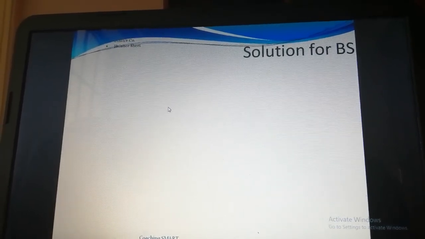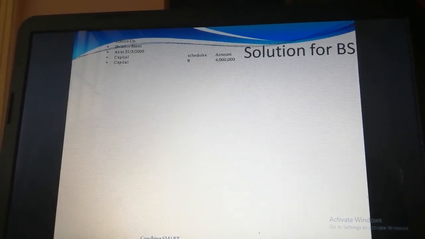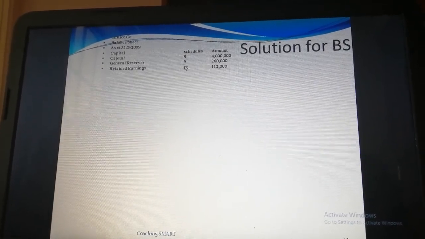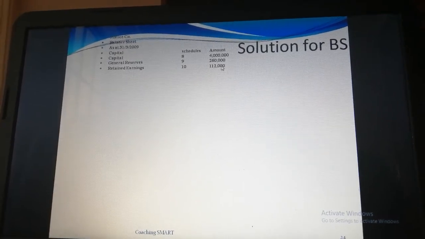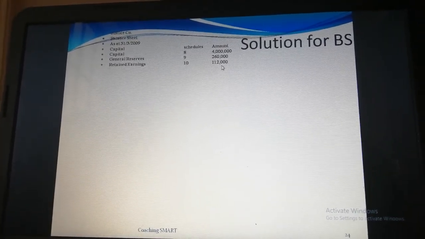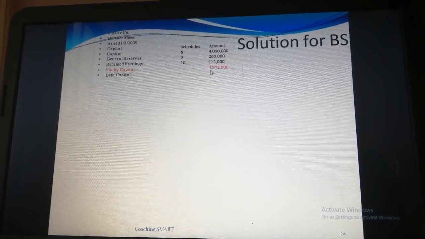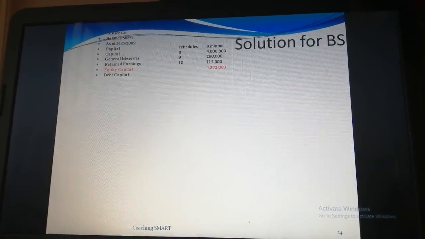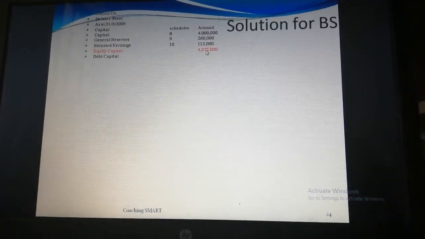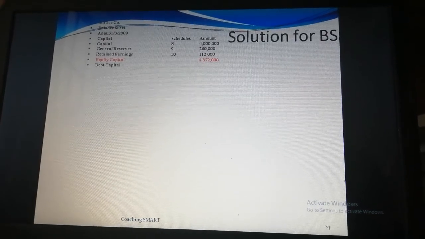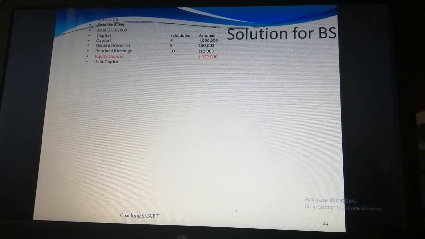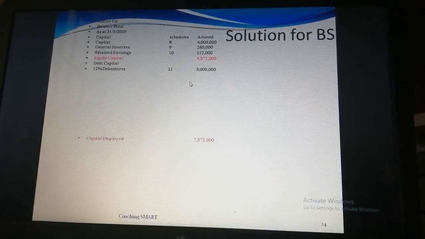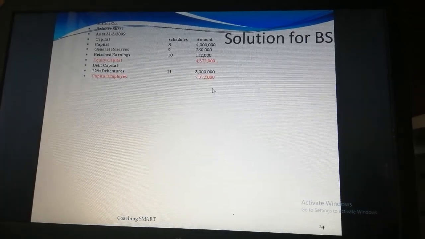Now we come to the balance sheet. Justice Company balance sheet. Capital is 4 million. General reserve, schedule 9, 260,000. Retained earnings, schedule 10, 112,000. Equity capital 4,372,000. Now something you need to know: this amount that we are getting here is the same as what we got in the statement of changes in equity. Then debt, we have 12% debenture, 3 million. So our capital employed will be 7,372,000.